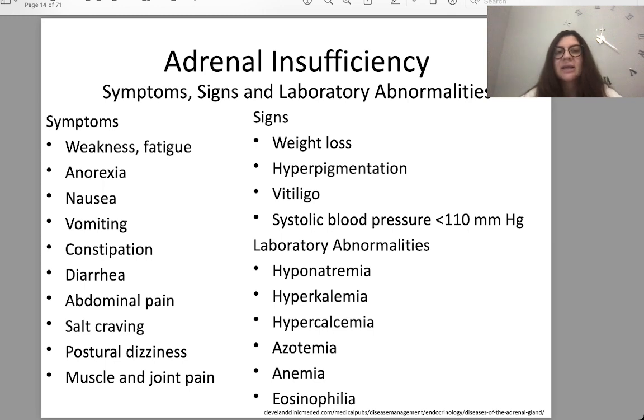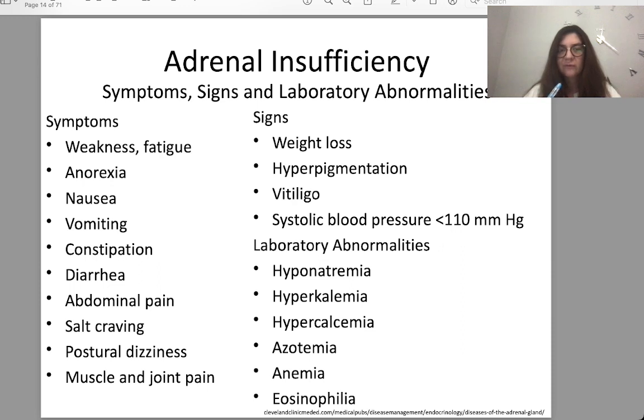Okay, symptoms, signs, and laboratory abnormalities. Let's systematize all the clinic of adrenal insufficiency. Symptoms. What is subjective in the patient? What do patients feel? It is weakness, fatigue, anorexia, nausea, vomiting. It is often constipation, but diarrhea is possible. It can be abdominal pain, salt craving, postural dizziness, muscle and joint pain. These are the most frequent features.